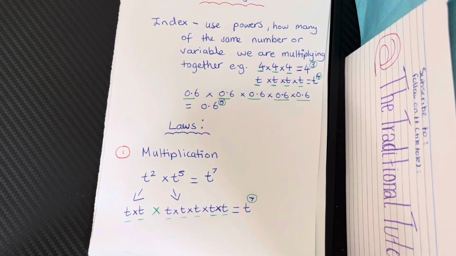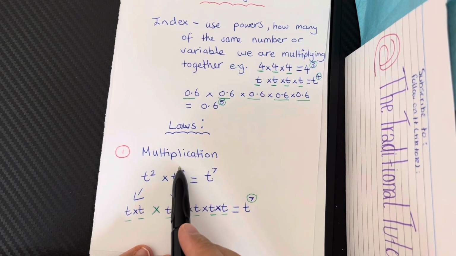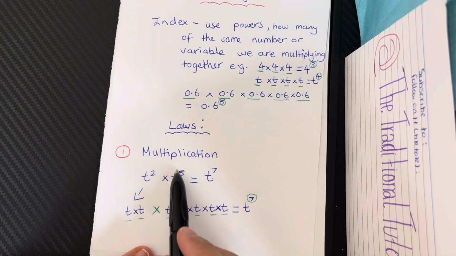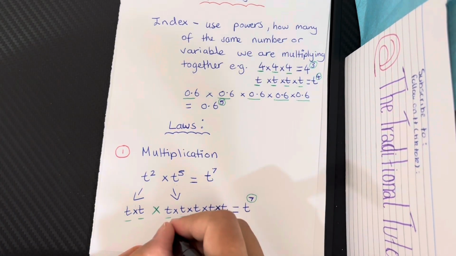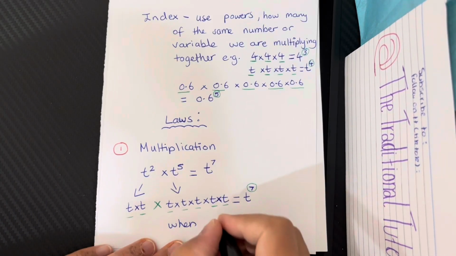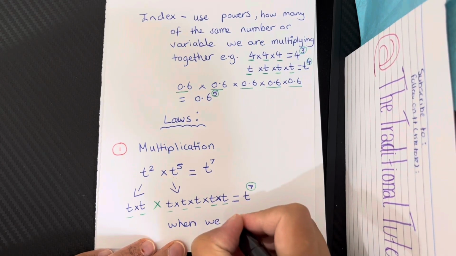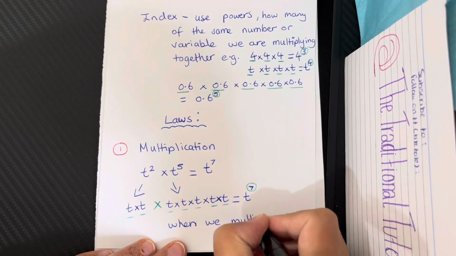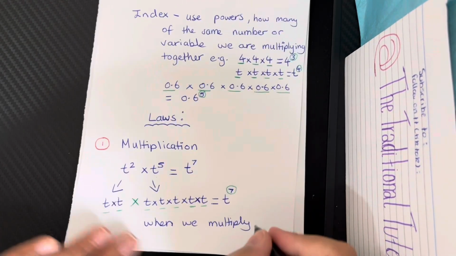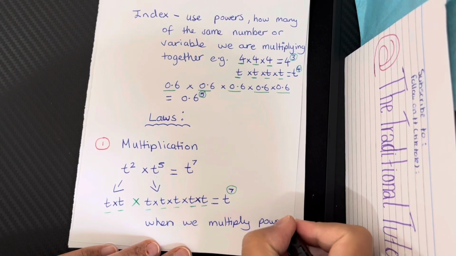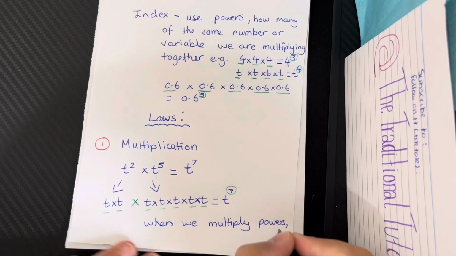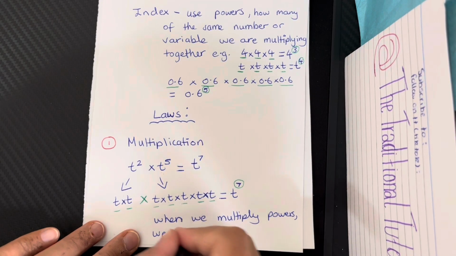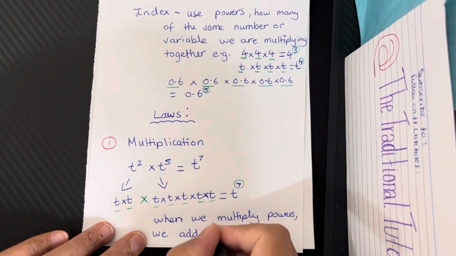So using this, we can derive our first law, which is of multiplying indices together, which is that when we multiply powers, we just add them together.